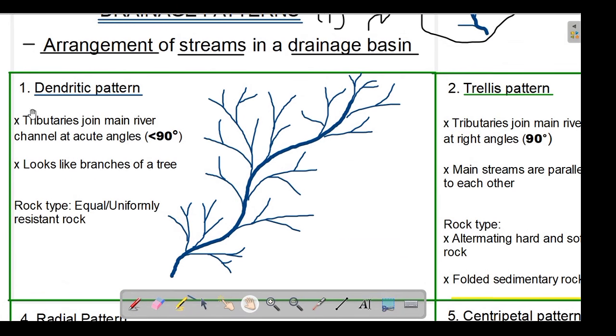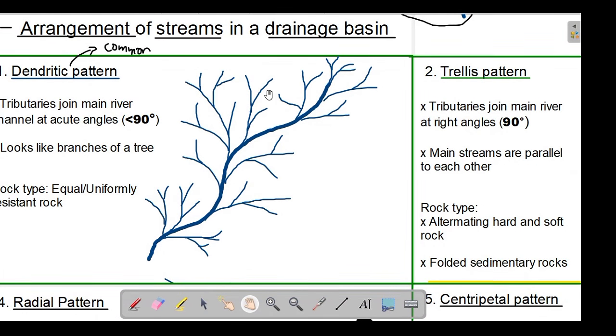The first one is the dendritic pattern. Now, the dendritic pattern, I usually call it the common pattern, because this is what your teacher would usually draw when they are drawing out a river system, right? Dendritic pattern simply looks like a tree. If you take a look at this, you can clearly see that this is the main river, the solid, bold line, and then these are your tributaries. The whole river system looks like a huge tree, so it's easily identifiable, really.